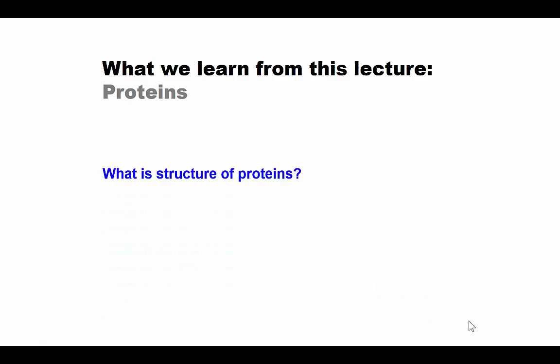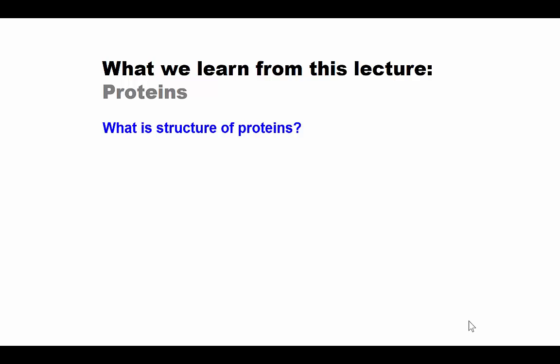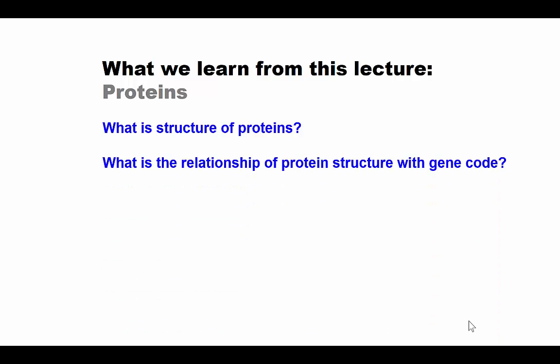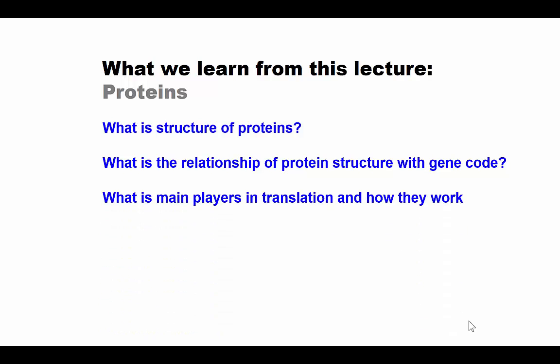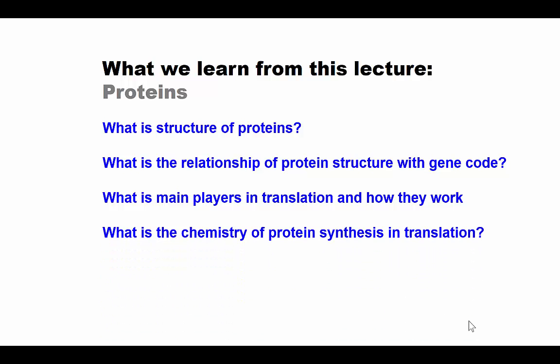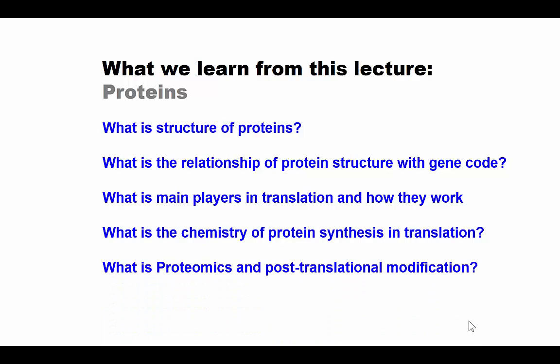In this lecture we are going to learn the basic structure of proteins and the relationship of protein structure with information, the gene code. And the synthesis of the protein we call translation; the main players of that are the translation machinery, and also how they work. After that, we are going to study the detailed chemistry, what's going on in the middle of protein synthesis. And then we are going to move to proteomics and post-translational modifications.